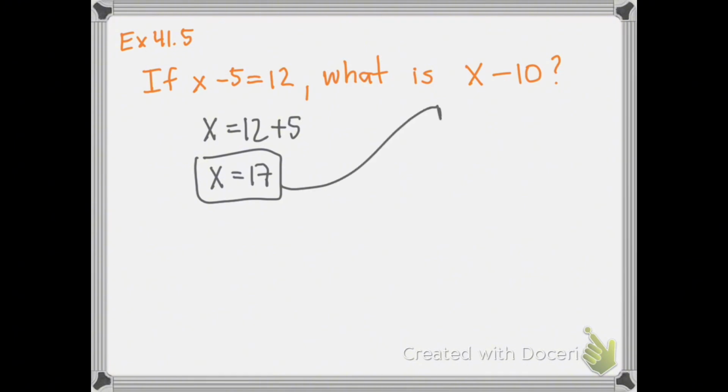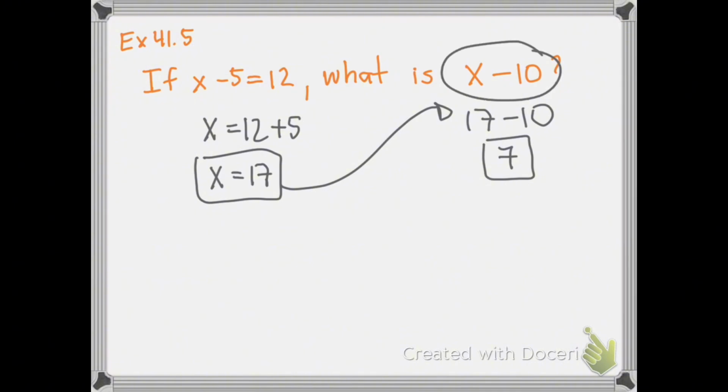Now we're going to use that 17 here to find the value of x minus 10. And in this case, the answer is 7. Notice how I don't put that x equals 7 because x is 17, but the value of this expression is 7. Well, I hope you got those correct.